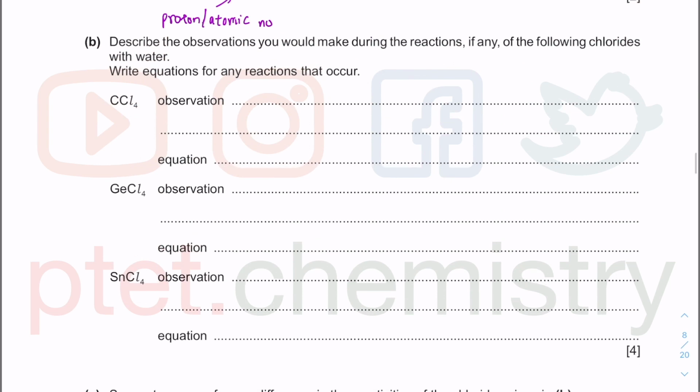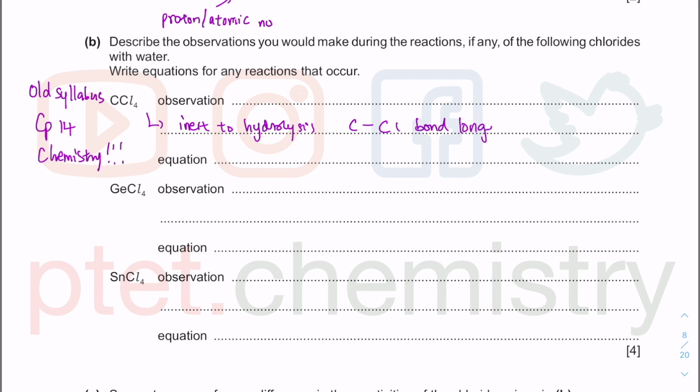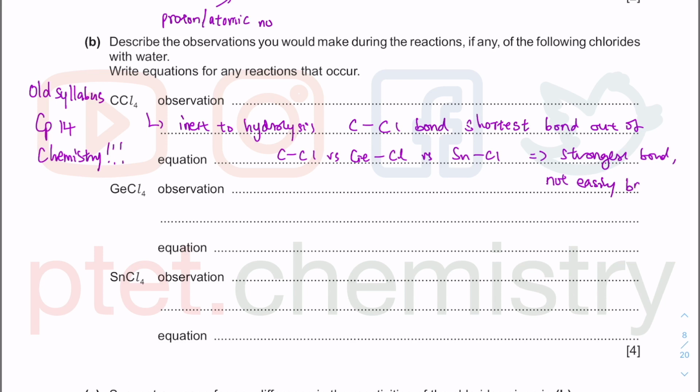In terms of this next part of the question, I don't think you need to learn about them. They are from the old syllabus prior to 2016. This was the group 14 chemistry that they would have learned previously. But CCl4 is basically inert to hydrolysis as the CCl bond is the longest out of the 3. It's the shortest out of the 3 actually, because of the small size of carbon. So if it is the shortest, something is definitely wrong with this thing here today. It's the shortest bond out of CCl versus GeCl versus SnCl, and therefore it is the strongest bond, and therefore not easily broken or hydrolyzed.